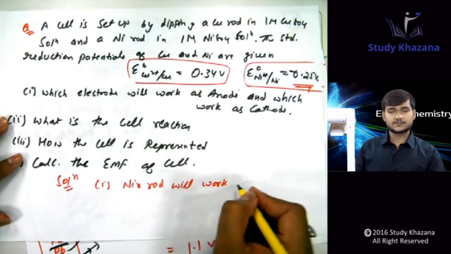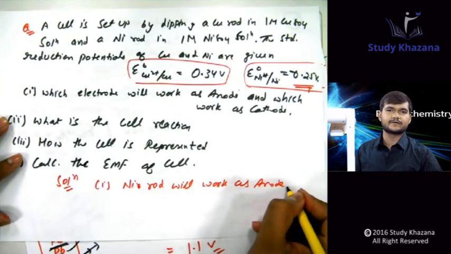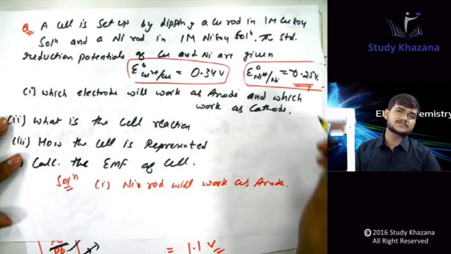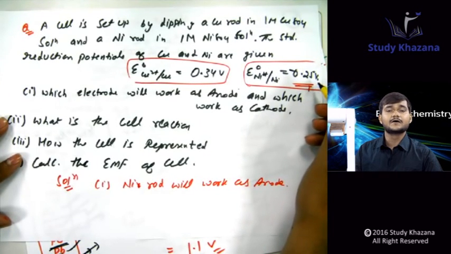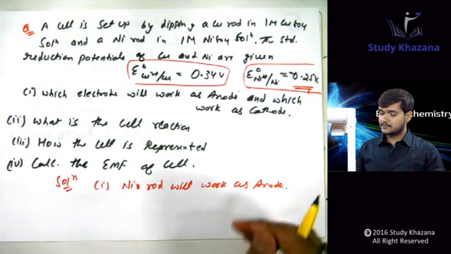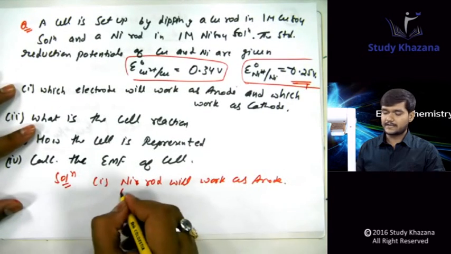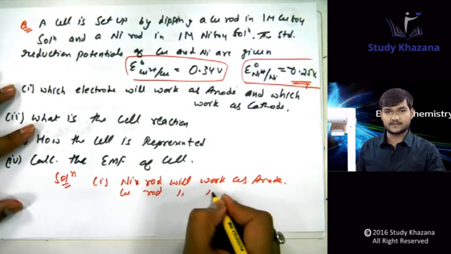The most reactive, or the most negative, is the better reducing agent, and oxidation occurs on the negative electrode only. So the nickel rod will work as anode and your copper rod will work as cathode. As simple as that.